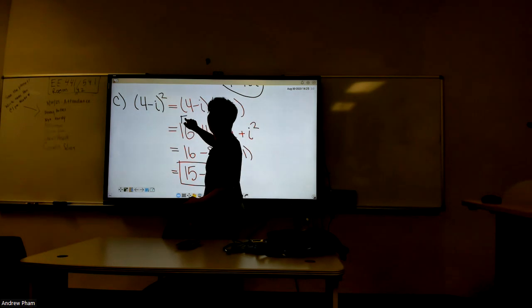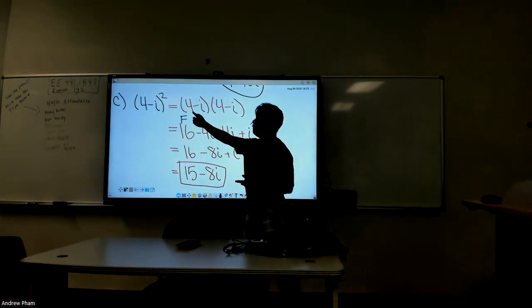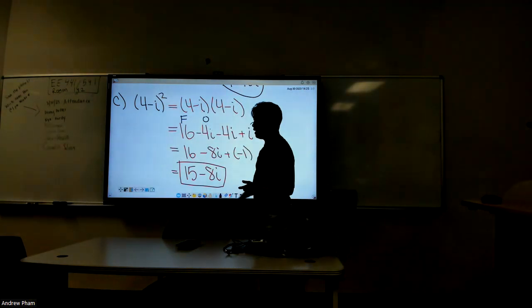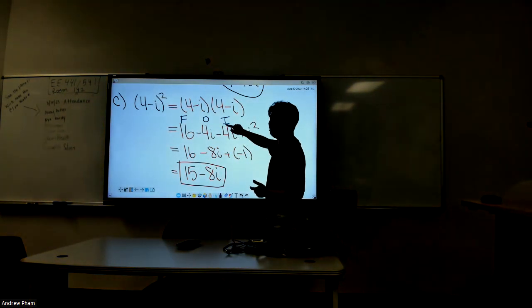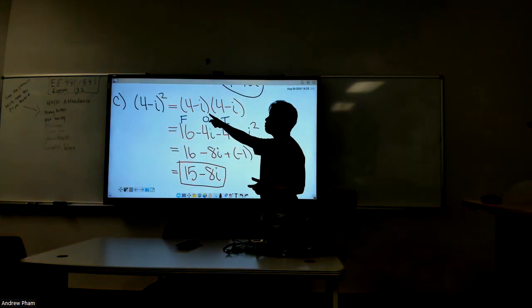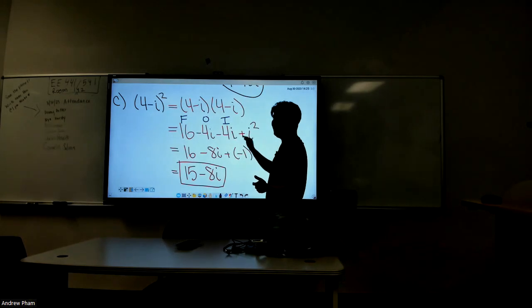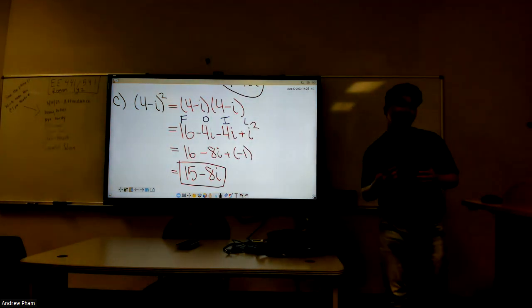First times first, 4 times 4, 16. Outside, 4 times negative i gives negative 4i. Inside, it turns out I get the same thing. And then last times last: first off, we have a negative times a negative, which is why we have a positive here. i times i gives i squared. So this is me multiplying it out.